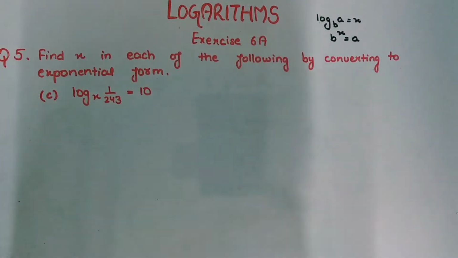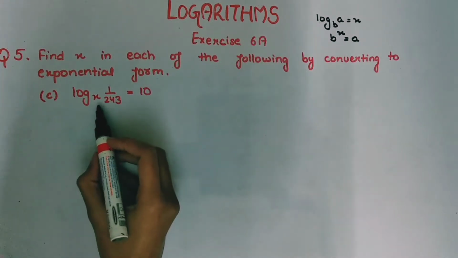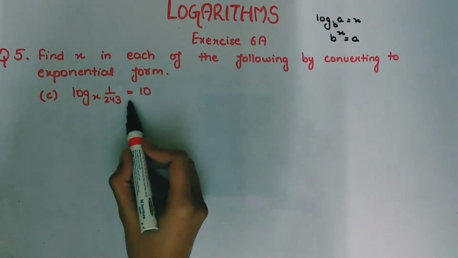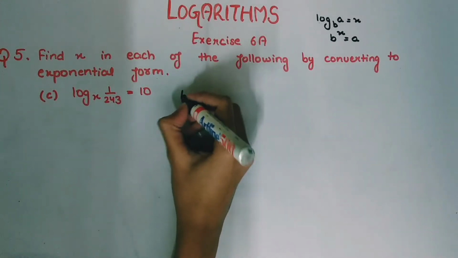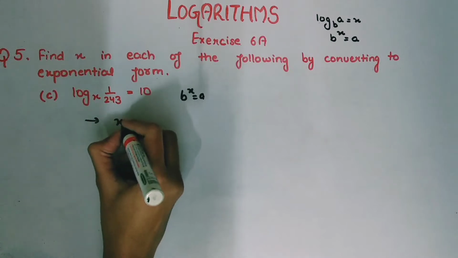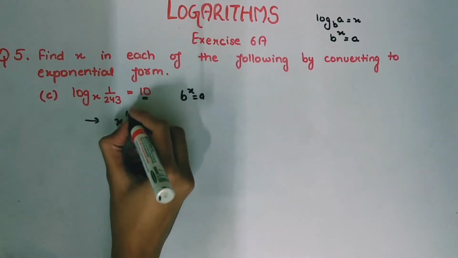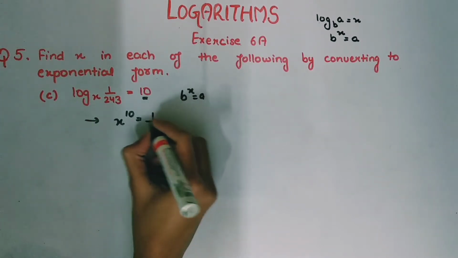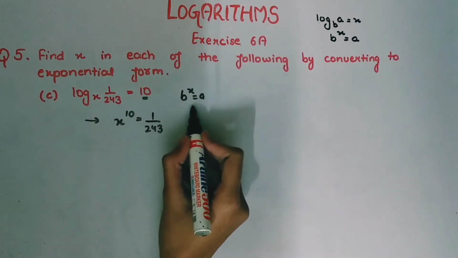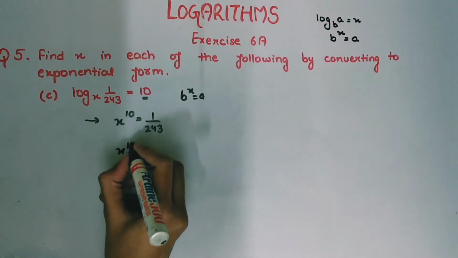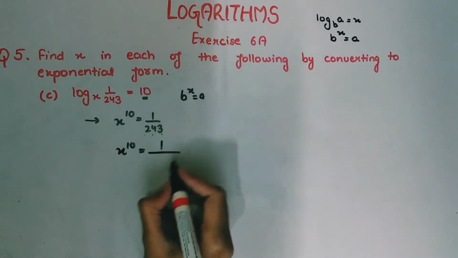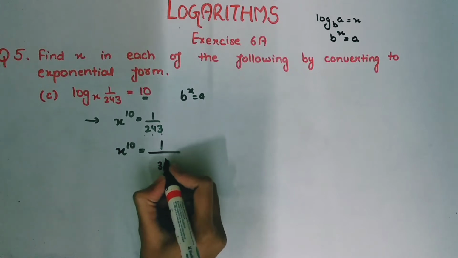We have the next part, that is log of 1 by 243 to the base x is 10. In the exponential form, we will write it as x raised to power 10, which is equal to 1 divided by 243. We have written it in the exponential form. Here we have x raised to power 10, and 1 divided by 243 can be written as 1 divided by 3 raised to power 5.